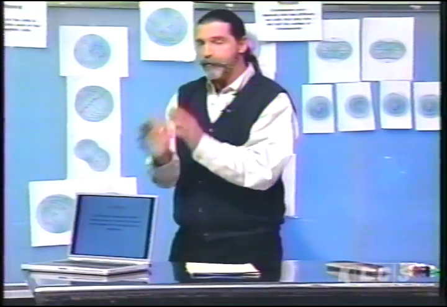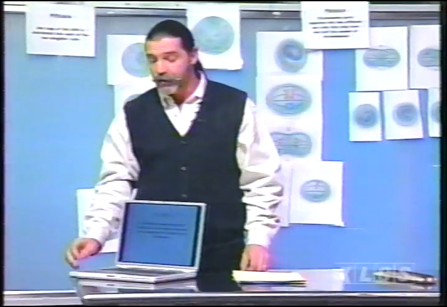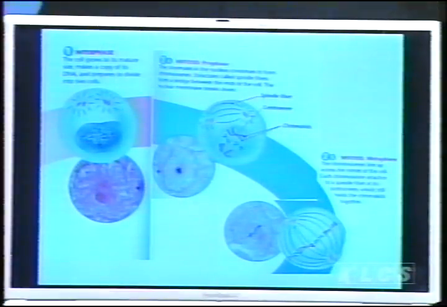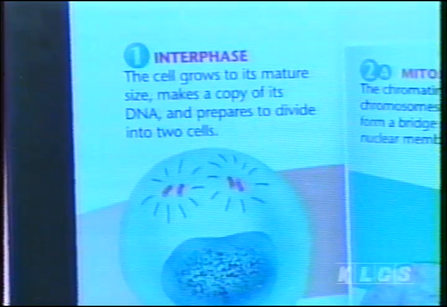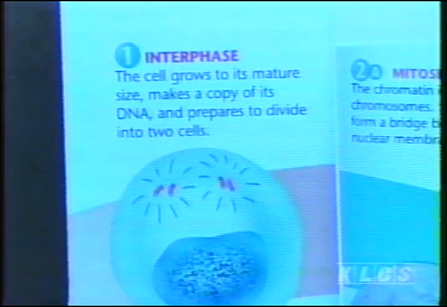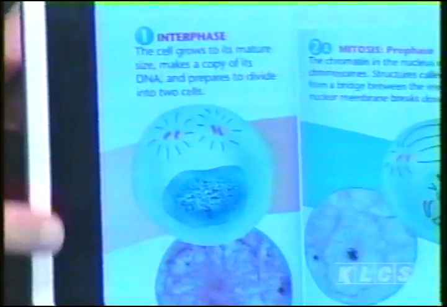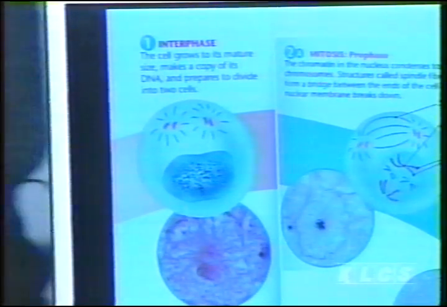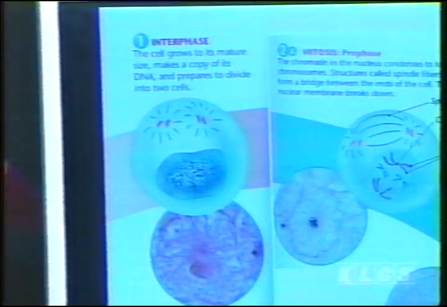Okay? And on our PowerPoint presentation, we're going to show you the stages of mitosis and what happens to those chromosomes and the cell. Okay, the first stage of mitosis is called interphase. During that stage, the cell grows to its mature size, makes a copy of its DNA, and prepares to divide into two cells. If you take a close look at the picture, the chromosomes are not visible yet. They're duplicating. They're going to form in the next step. There are two chromosomes, one from each parent, and they are duplicating during this stage.